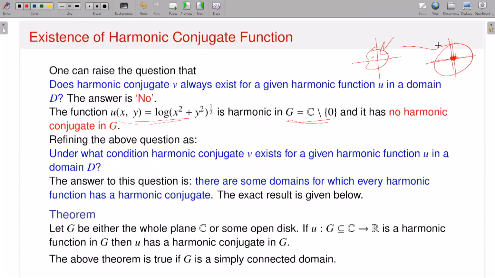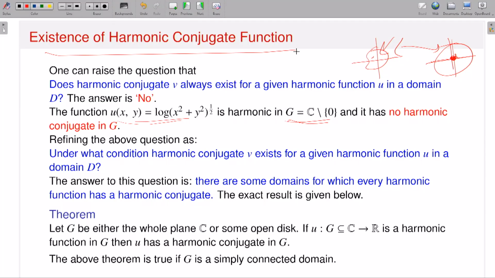So therefore this is a major difference between C and C minus 0. So geometry changes, and one can think about that. That means if my domain G is very nice, in the sense that it is either the full complex plane, or some convex domain, or some open unit ball, then that domain is simply connected. There, if I have a harmonic function, can I always say that a harmonic conjugate exists? The answer is yes. So that is the existence of harmonic conjugate functions.